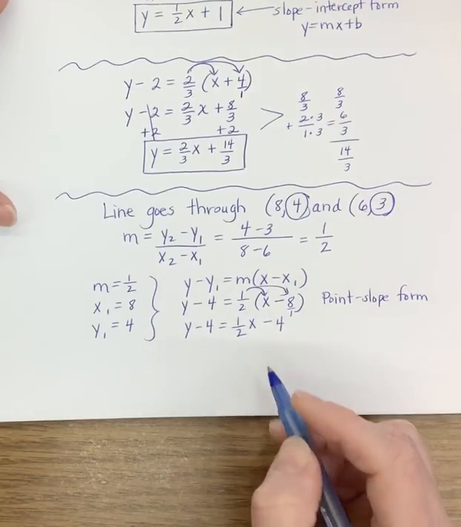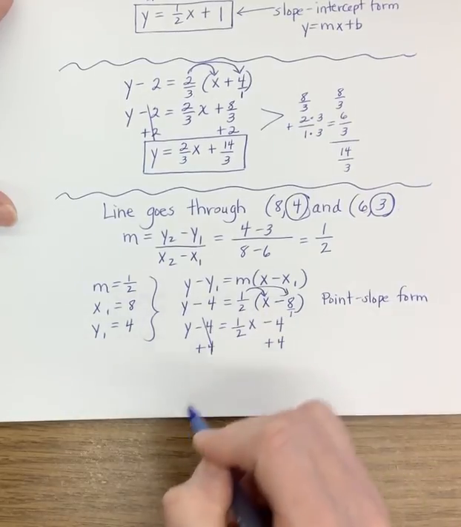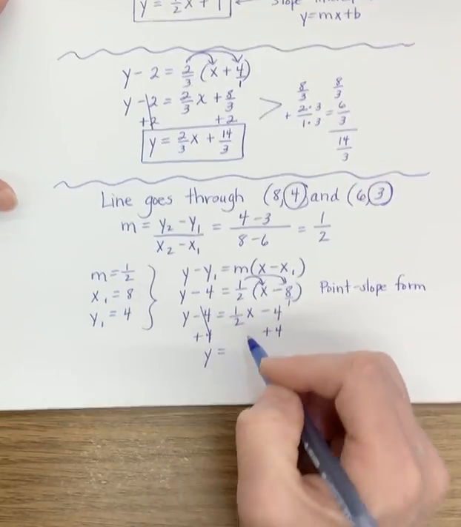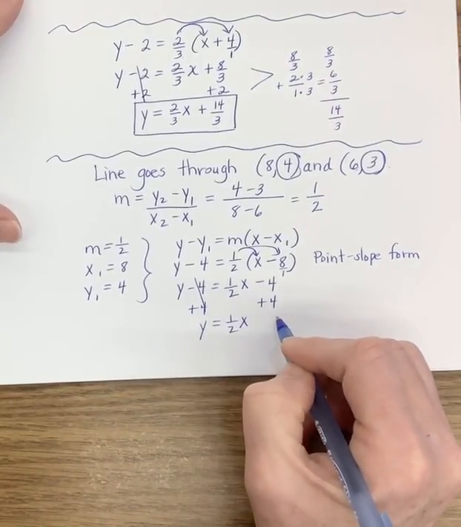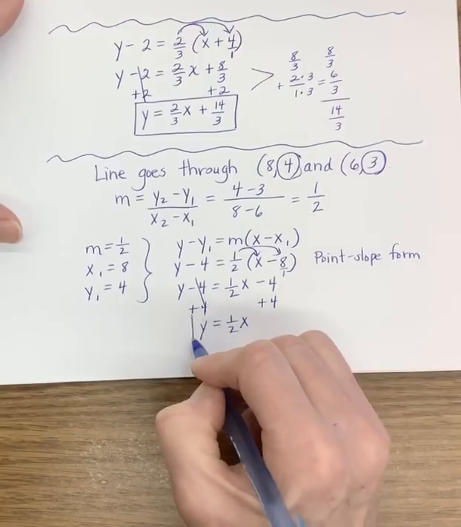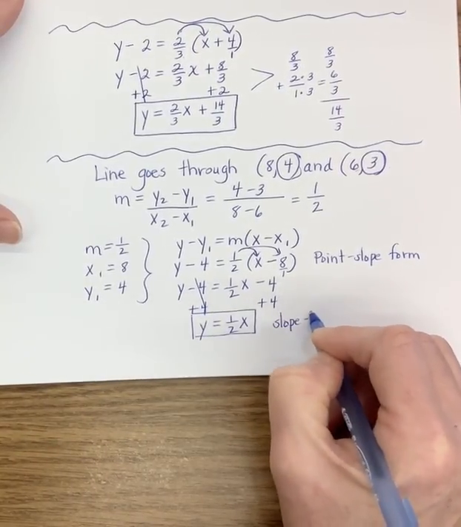That simplifies to be 4. Now I will add 4 to both sides. That now gives me y equals 1/2 x plus 0. But I don't need to include plus 0. Here's my final answer in slope-intercept form.